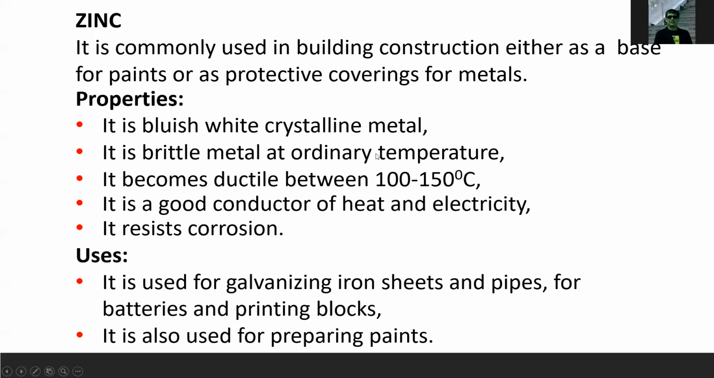Zinc is commonly used in buildings and construction, either as a base for paints or protective coverings for metals. It is a bluish-white crystalline metal. It's brittle at ordinary temperature. It is ductile between 100 to 150 degrees centigrade. It is a good conductor of heat and electricity. It resists corrosion. The use for zinc is the galvanizing of iron sheets and pipes.